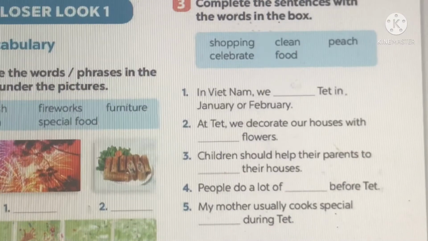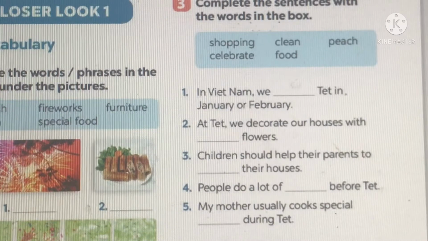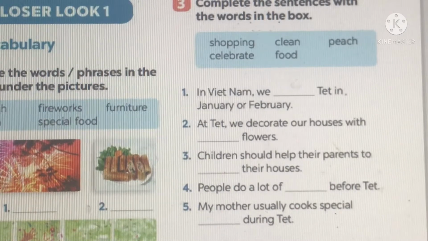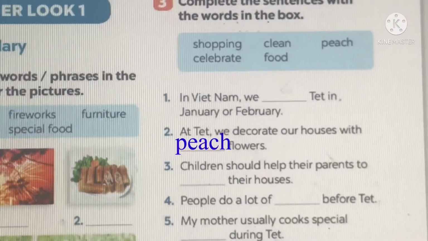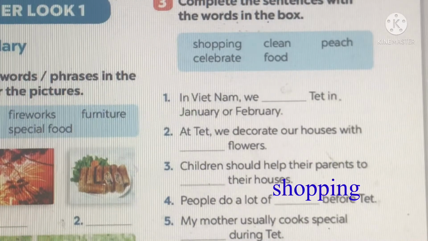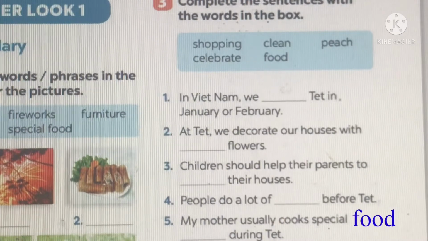In activity 3, we complete the sentences with the words in the box. 1. In Vietnam, we celebrate Tết in January or February. 2. At Tết, we decorate our houses with beach flowers. 3. Children should help their parents to clean their houses. 4. People do a lot of shopping before Tết. 5. My mother usually cooks special food during Tết.